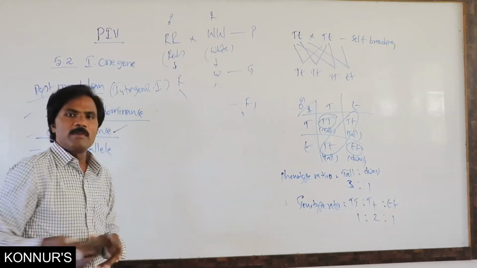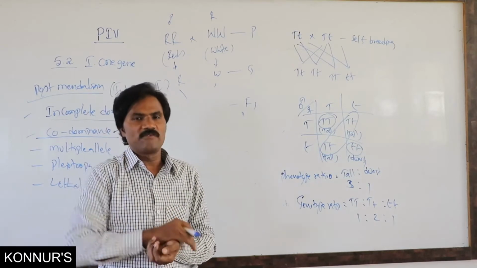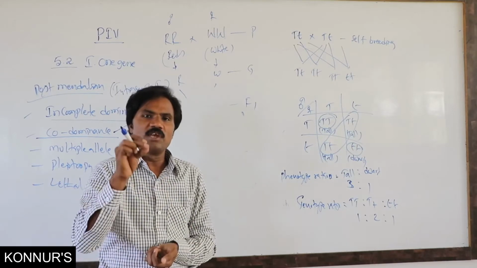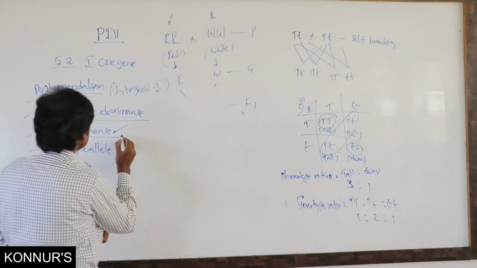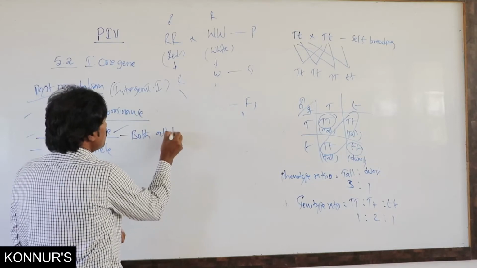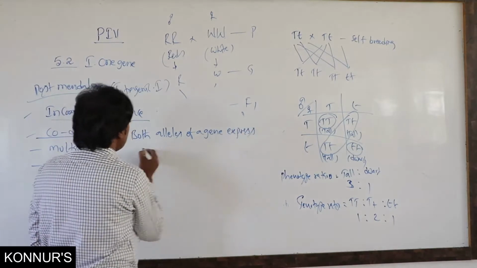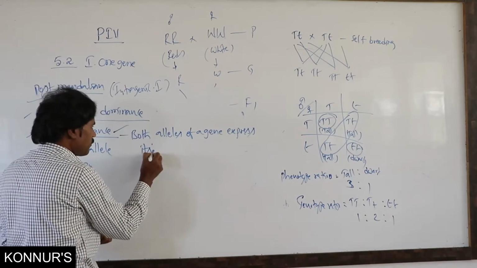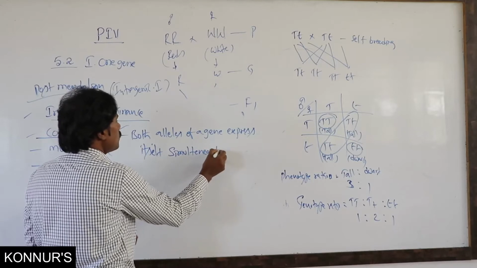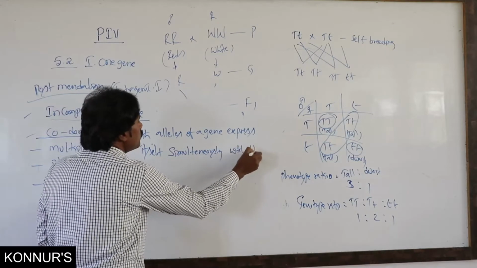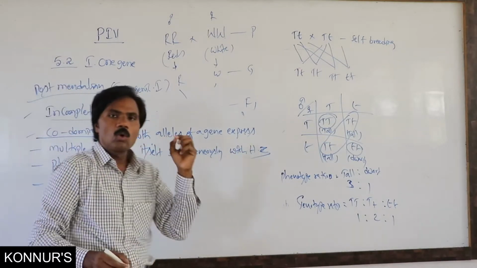Then codominance: both alleles of a gene express themselves simultaneously in the heterozygous condition. That is what we call the codominant syndrome. Both alleles of a gene express themselves simultaneously in the heterozygous condition. That is how we represent codominance.